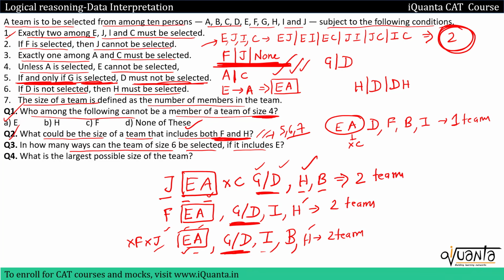This is a lengthy question. You can even leave this because too many combinations have to be formed. So in total I can say that a team of 6 can be formed in 7 ways. So 7 will be the correct answer to this question.